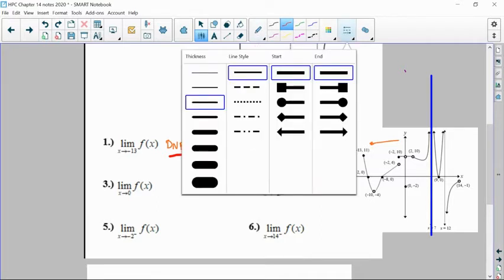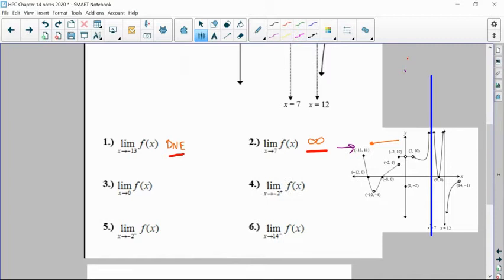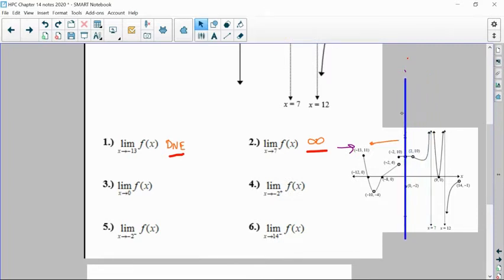Okay, now, next one, limit as x approaches 0. So I cover this up. So I go to 0. I noticed that there was a hole. Like there's the limit value. There's the function value down here. Don't care. Look at what's happening to the left and the right. The left side and the right side are converging to that y value that's equal to 10.